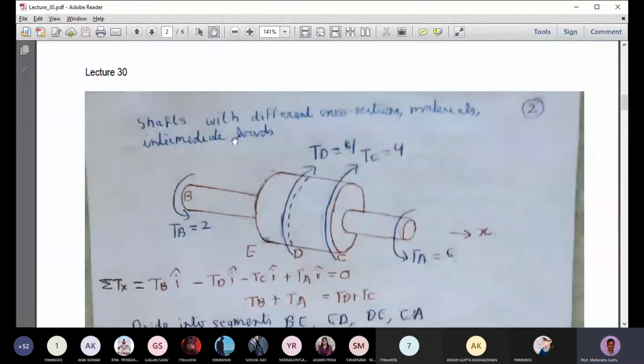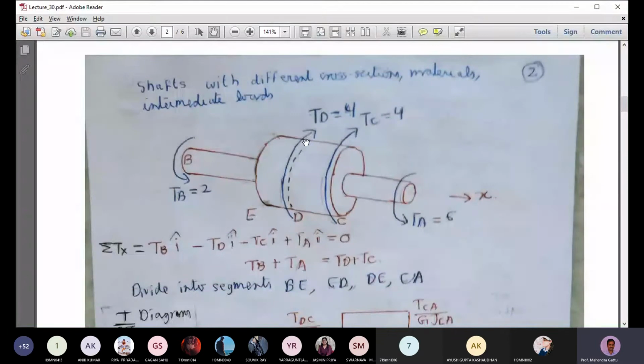So again, now we will go into a little more complicated problem. This problem involves multiple prismatic segments. So here we have segment BE and segment EC and segment CA. So segment BE has one cross section, EC has other cross-sectional dimensions, and CA has different cross-sectional dimensions. And here the loads are applied on the ends. So TB there is some load acting which is 2 kilonewton meter, and here TA we have some 6 kilonewton meter.